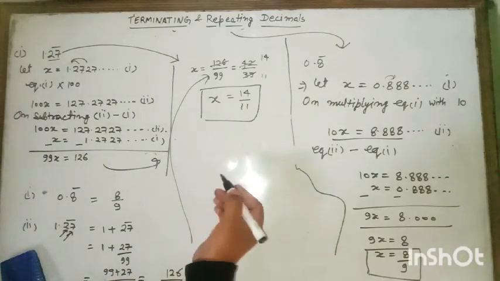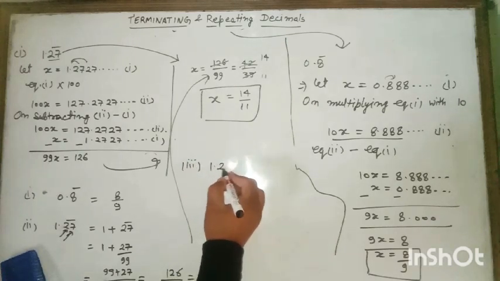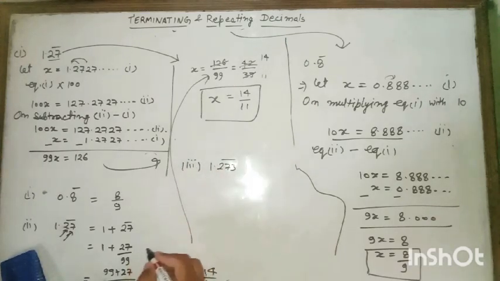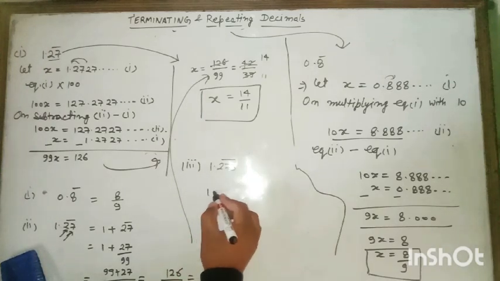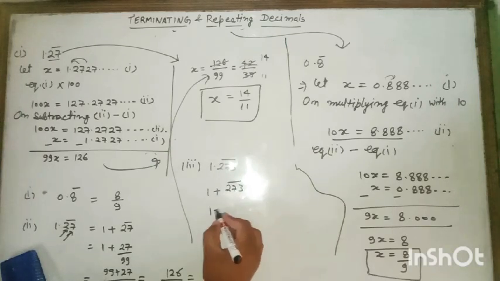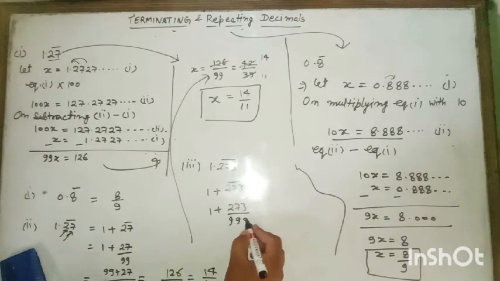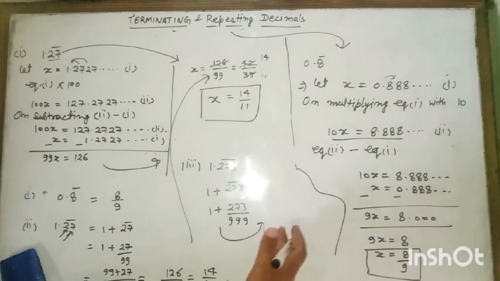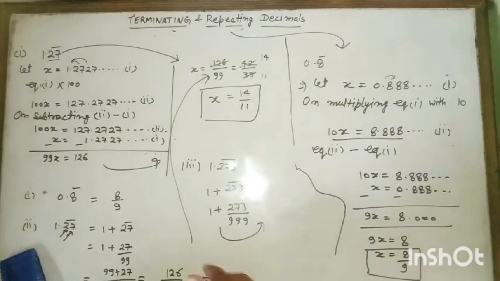One more example I will take. If a number is like 1.273 bar and these 3 digits are repeating, then what you will do, it will be equal to 1 as a whole number plus 273, you will write as it is, upon how many 9s will you write in the denominator? 1, 2, 3, three 9s. After solving this, whatever comes will be the fractional form of this number. Like this also you can do.